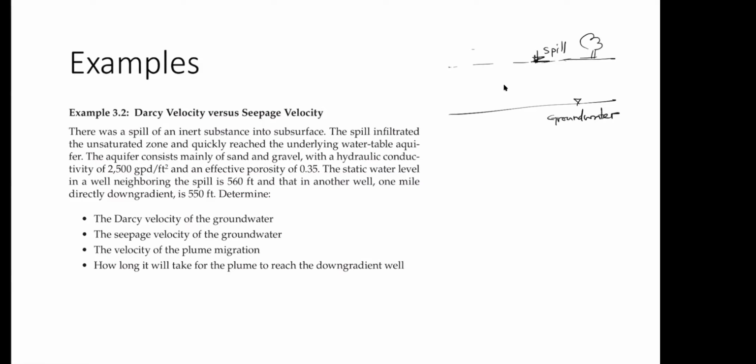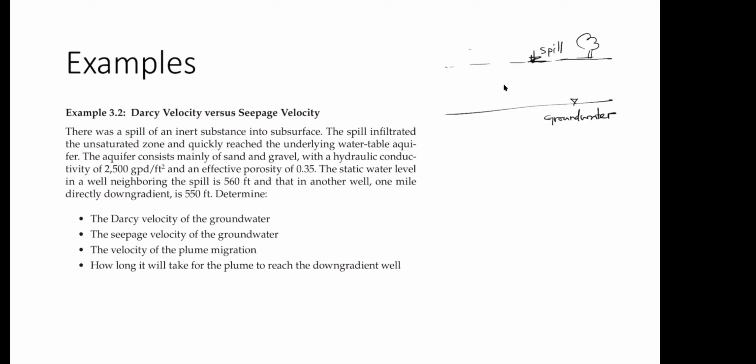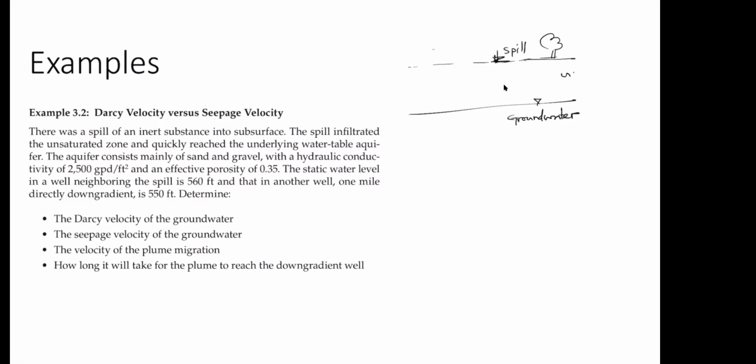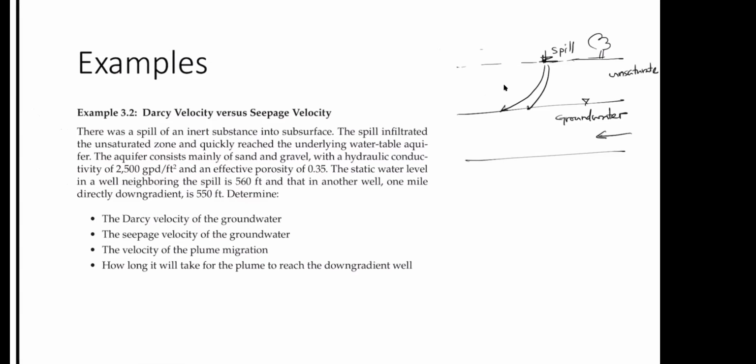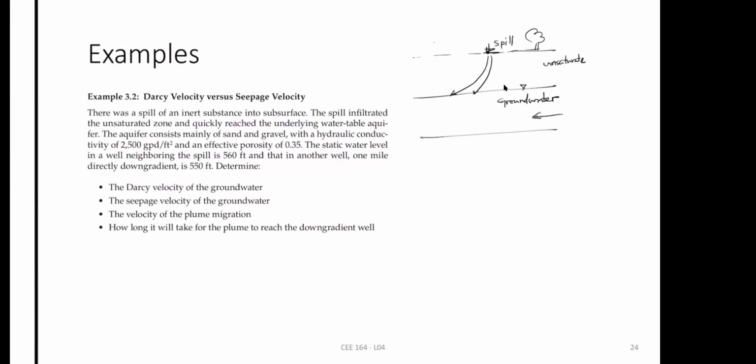It says it quickly moves through the unsaturated zone. So this is the unsaturated zone, then the saturated zone. Let's say the spill moves here, and this is the groundwater moving in these directions. The aquifer consists of mainly sand and gravel with a hydraulic conductivity of 2,500 gallons per day per square foot. So K is 2,500 GPD per square foot.